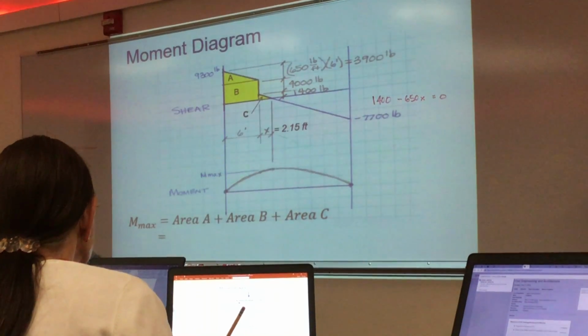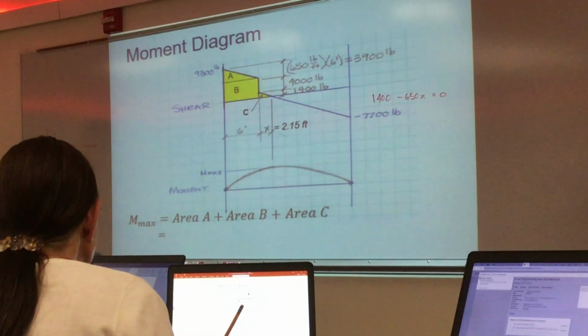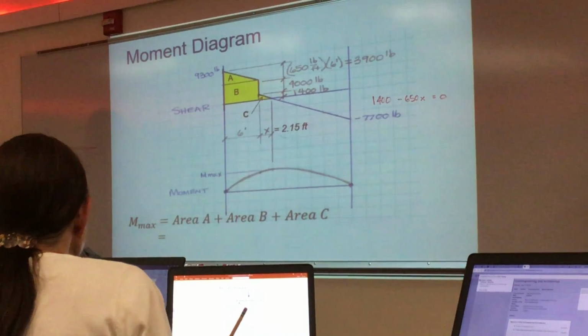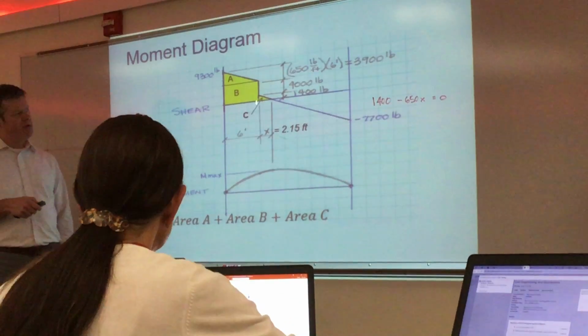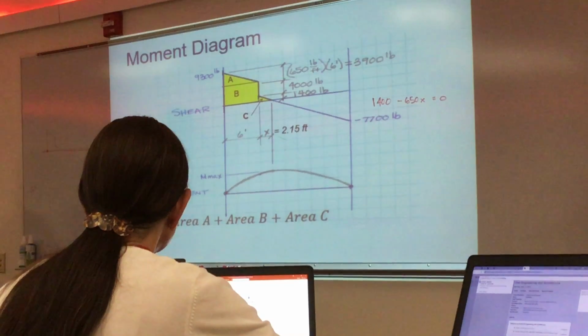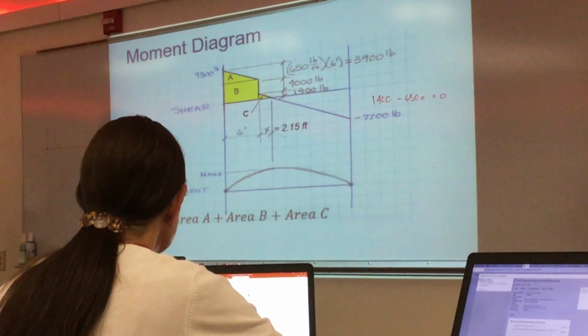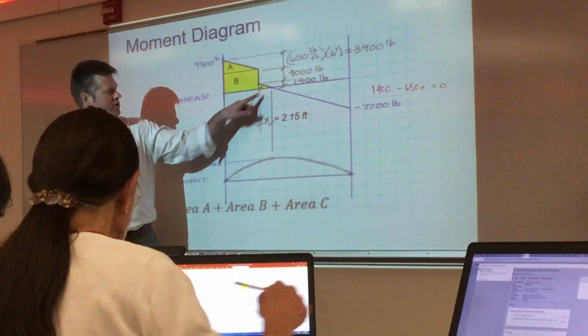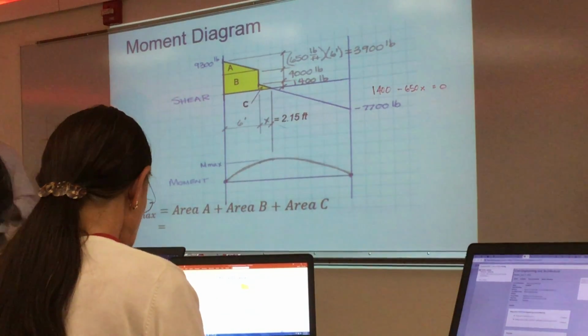Okay, let's do it this way. What did they do over here? So they got the maximum. This is what I was showing before, which is that they did it based off of the area under the shear diagram, and colors are useful in this. So color the areas. What they do is find the area of triangle A, rectangle B, and triangle C, and that will equal the 45,608.